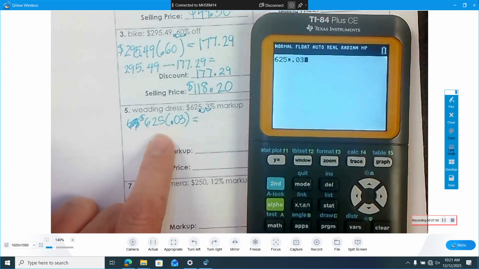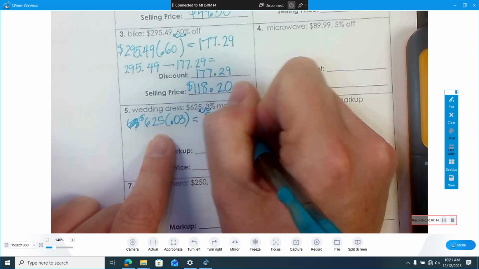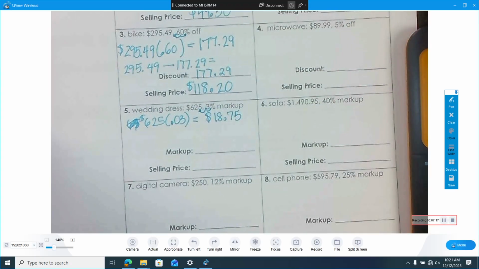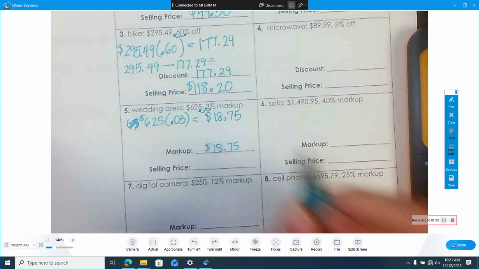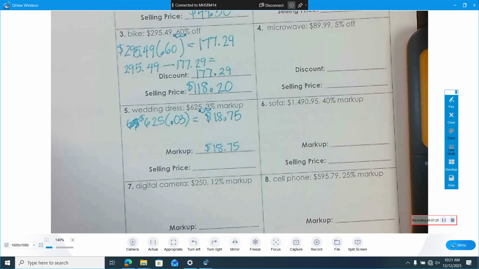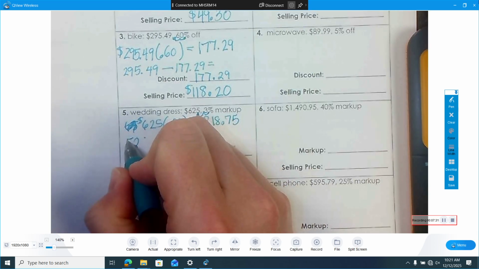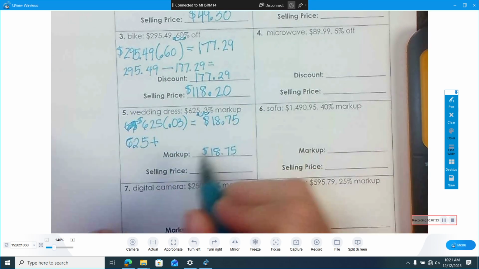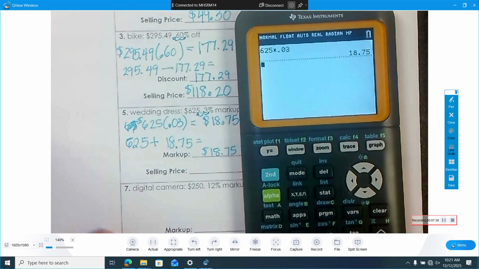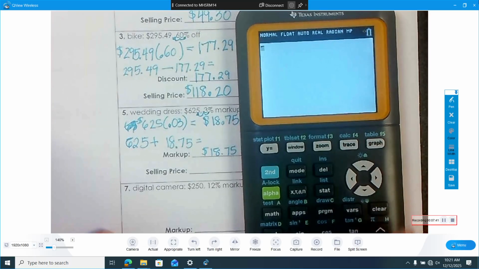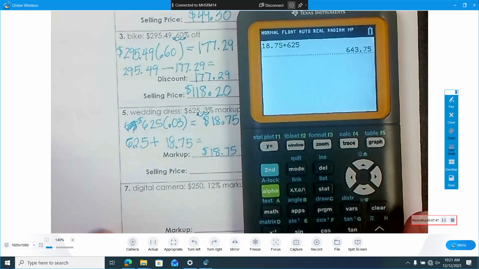625 times 0.03 is $18.75. What does that represent? The markup. Yeah, that's the markup, $18.75. They're going to do what to the price? Add, yeah, because they're marking it up. They're going to take that price that they had to pay, the $625, and they're going to add the $18.75, which is going to give them $643 and 75 cents.